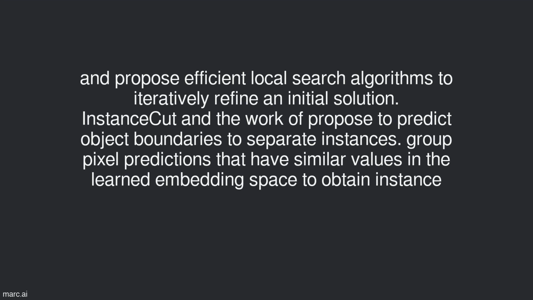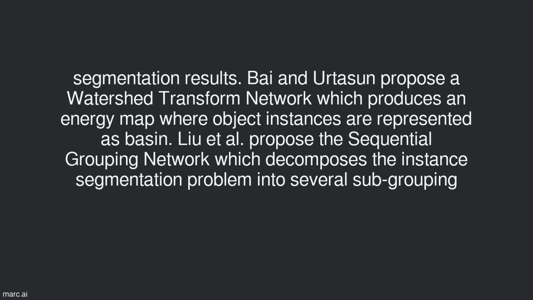InstanceCut and the work of [another paper] propose to predict object boundaries to separate instances. [Another work] groups pixel predictions that have similar values in the learned embedding space to obtain instance segmentation results. Bai and Urtasun propose a watershed transform network which produces an energy map where object instances are represented as basins. Liu et al. propose the sequential grouping network which decomposes the instance segmentation problem into several subgrouping problems.